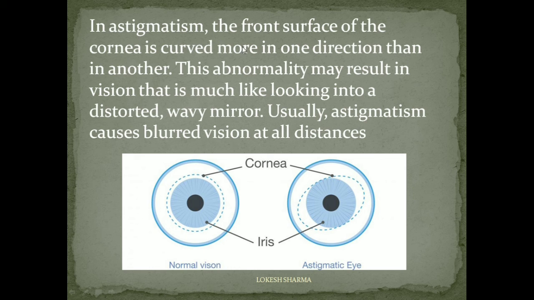In astigmatism, the front surface of the cornea is curved more in one direction than in another. This abnormality may result in vision that is much like looking into a distorted wavy mirror. Usually, astigmatism causes blurred vision at all distances.